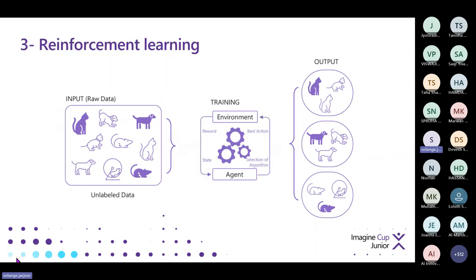Now, the third type is similar to the second type in which I'm not giving any labeled data. So the data, again, is unlabeled. But this time, I'm helping the machine, if you want, through a reward system. So the machine will give me an output. I can say this is correct, this is not correct. And then the machine will repeat until it learns from this reward system and is able to classify the objects.